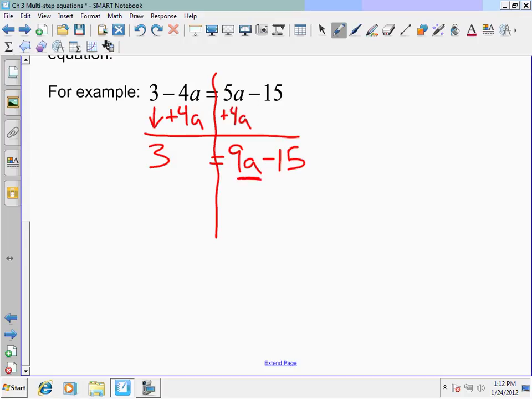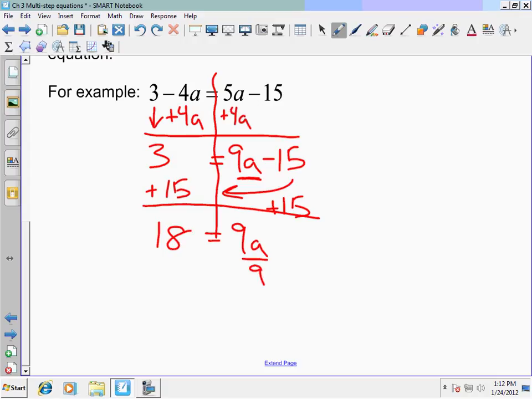Now that we have established the a on the right-hand side of the equation, let's move the number to the other side. So I'm going to do that by adding 15 to both sides, and we get 18 is equal to 9a. Last step, divide by 9, and 2 is equal to a. Okay, so that's how we're doing that. We're not combining terms on the same side now. We're moving it across the equal sign by doing the opposite operation.